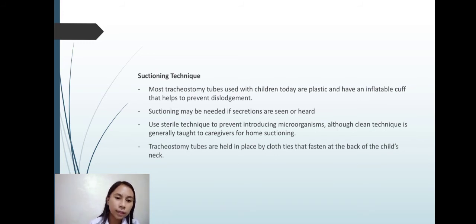Although clean technique is generally taught to caregivers for home suctioning. So tracheostomy tubes are held in place by cloth ties that fasten at the back of the child's neck.